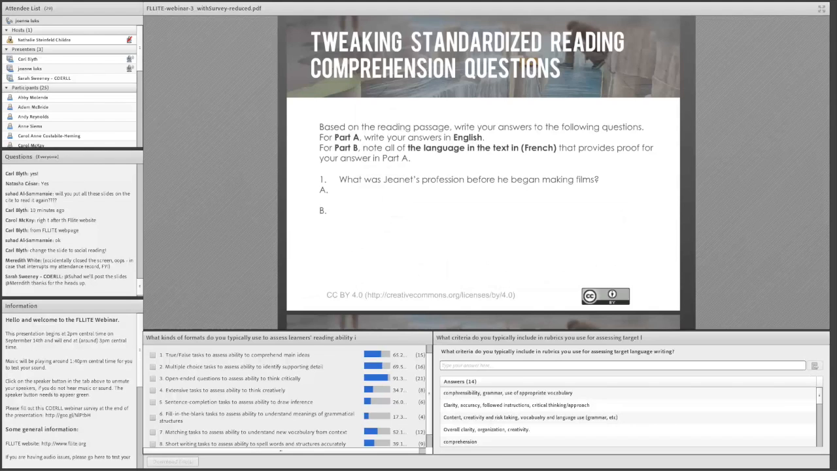Based on the reading passage, write the answers to the following questions. I've broken it up into part A, part B. For part A, you write your answers in English. In part B, note all of the language in the text in whatever your target language is that provides proof for your answer in part A. So this was from a very simple test. What was Janet's profession before he began making films? Part A would be their English answer. Part B would be the language from the text.